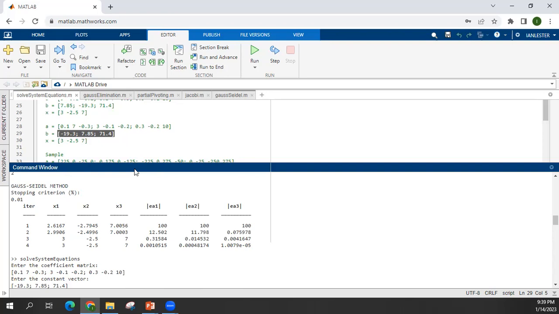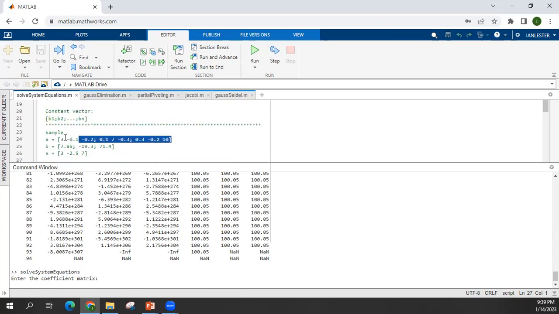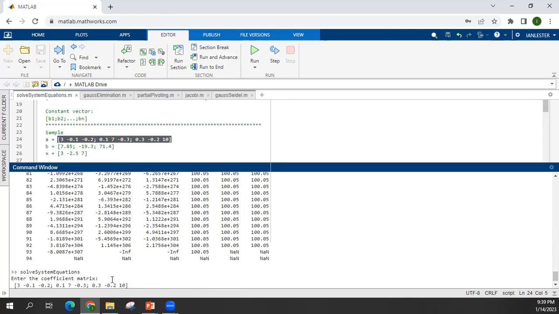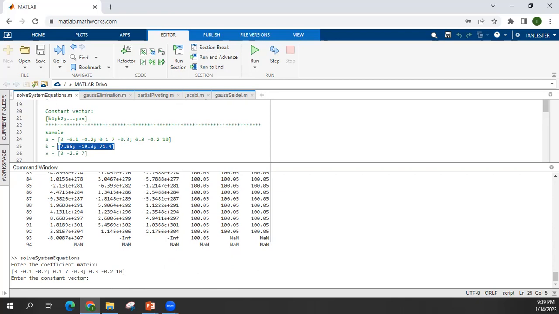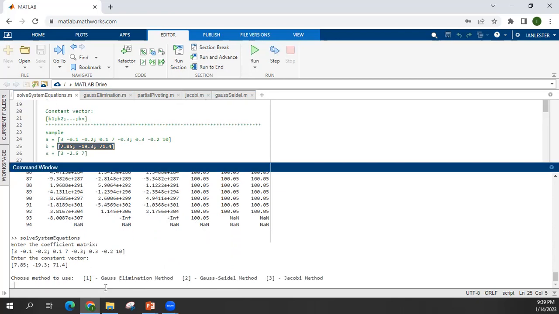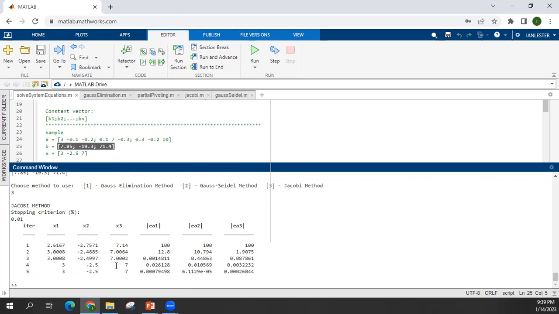Okay, so let's try Jacobi. After 5 iterations, Jacobi is able to arrive at the solution. For Gauss-Seidel it only took 4 iterations, but for Jacobi, 5 iterations. But still, it successfully converged.